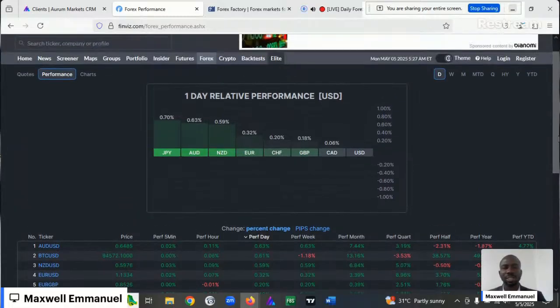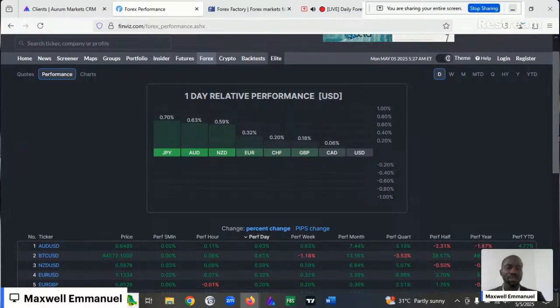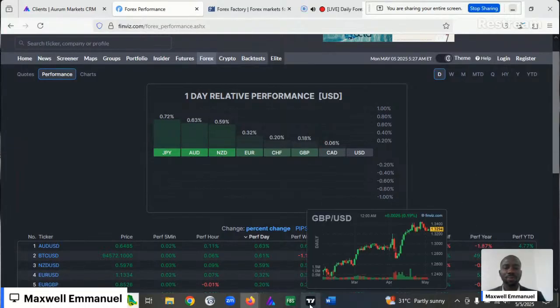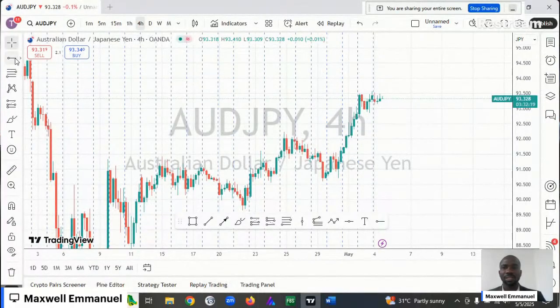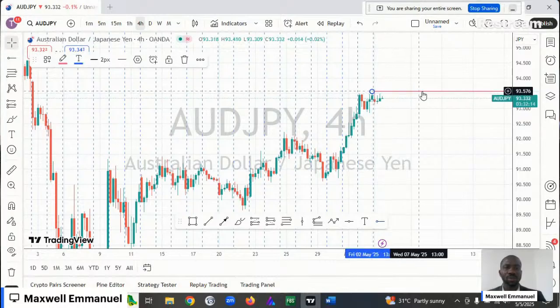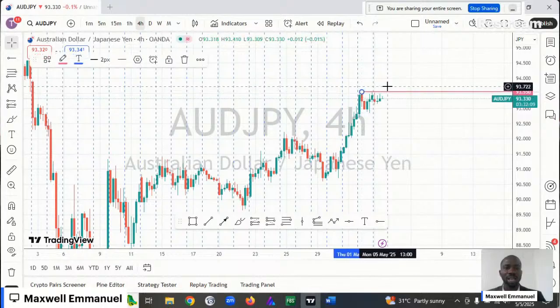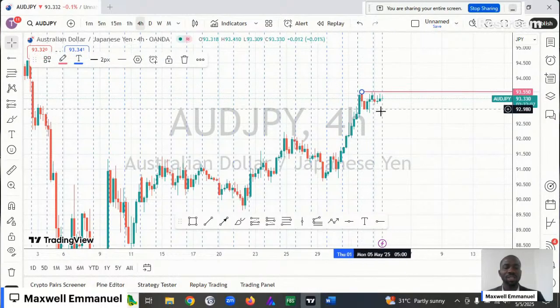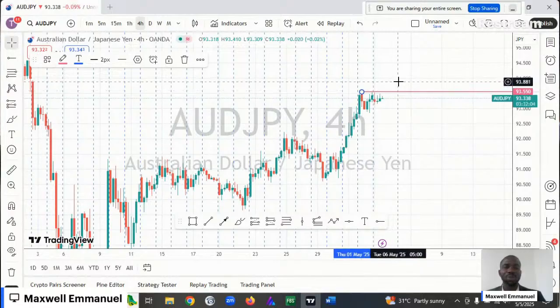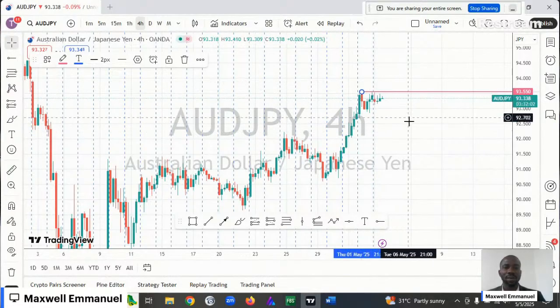So if you're considering selling Australian dollar JPY, said JPY is very strong. You want to wait for a bearish reversal pattern to form on Australian dollar JPY before you sell. What I think will play out is that we have these highs, which is an area of liquidity. So if you want to sell Australian dollar JPY this week, wait for the liquidity residing at this previous high to be cleared. After the liquidity gets cleared, then you wait for a bearish reversal pattern to form on the chart.